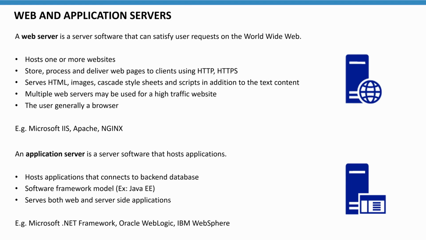Web and application server. A web server is server software that hosts a website. Mostly it hosts static content such as HTML, images, and scripts. Examples of web servers are Microsoft IIS, Apache, and Nginx. An application server is a transactional web server that talks to your database. It hosts business applications. Some examples: Microsoft .NET Framework, Oracle WebLogic, and IBM WebSphere.